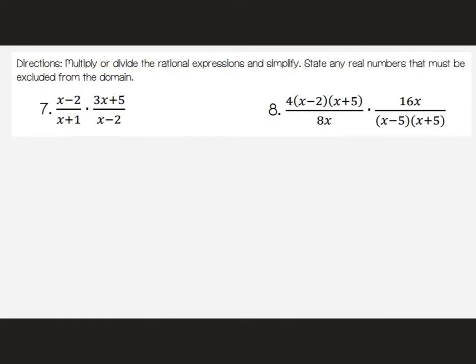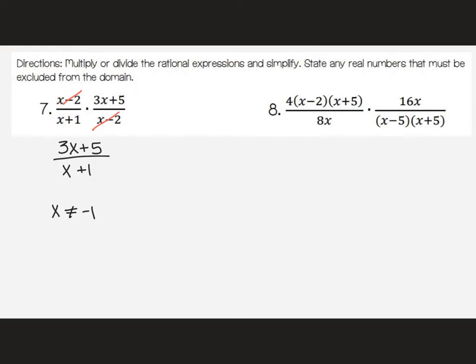In the second section, we're multiplying or dividing the rational expressions and then simplifying, and still stating any real numbers that must be excluded from the domain. Remember, when we multiply or divide, we want to fully factor first, so looking at example 7, it's fully factored. We can then begin to cancel out any common factors, so I have x minus 2 in the numerator and the denominator. I can rewrite, so I have 3x plus 5 in the numerator and x plus 1 in the denominator. And then listing out the restriction, x cannot equal -1.